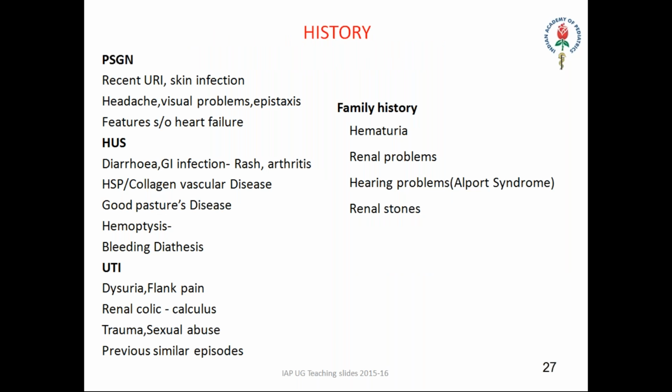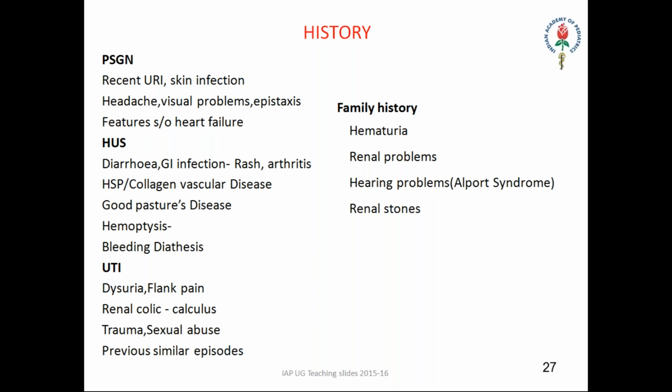So coming to the history next, when we suspect the common conditions we are discussing, first let us discuss UTI. When you have a UTI, you have a history of dysuria, flank pain, sometimes renal colic might be present because of calculus. Any trauma, like a bedridden child in PICU when catheterized, simple trauma, UTI-causing conditions, sexual abuse, previous similar episodes, recurrent UTI to rule out.